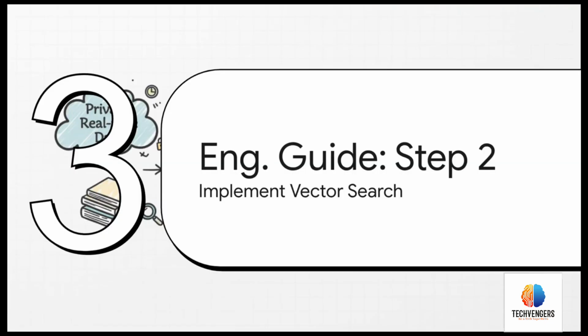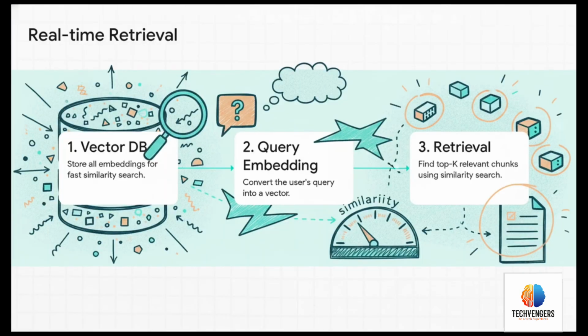Okay, so once all our data has a coordinate on our map of meaning, we need a way to search through it, like really fast. And that brings us to step 2, actually implementing the vector search. This is the real-time part of the whole system. First, you take all those embeddings and store them in a special kind of database, a vector database, that's built for this kind of search.